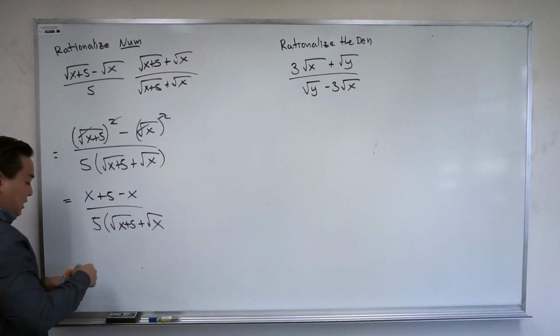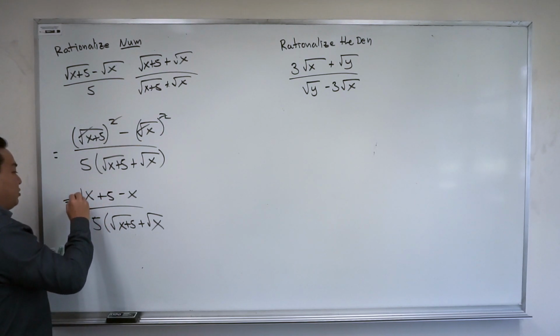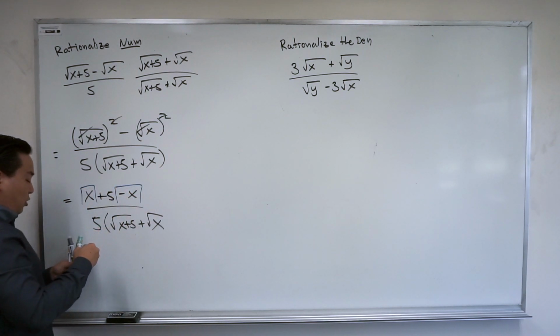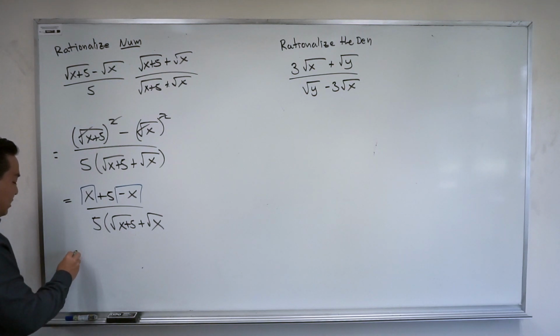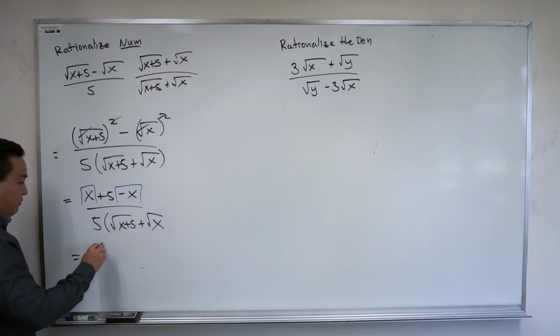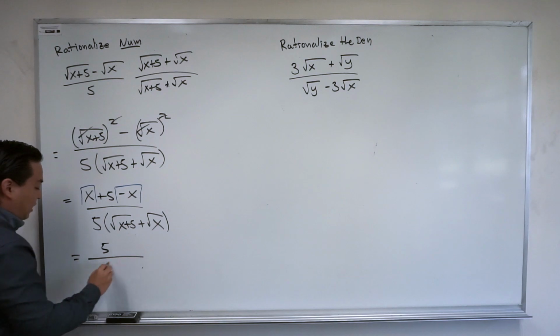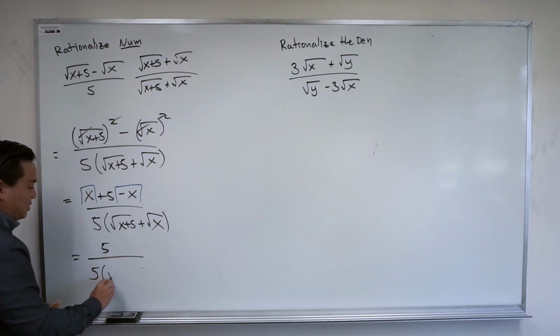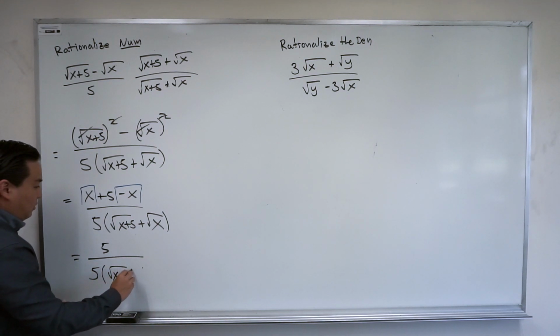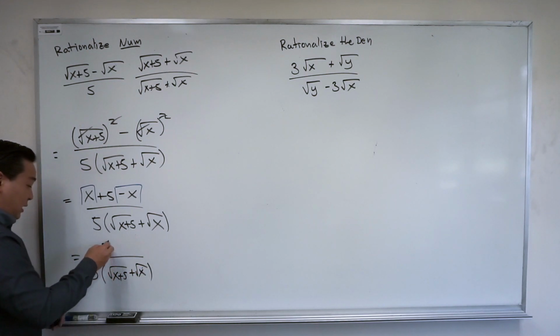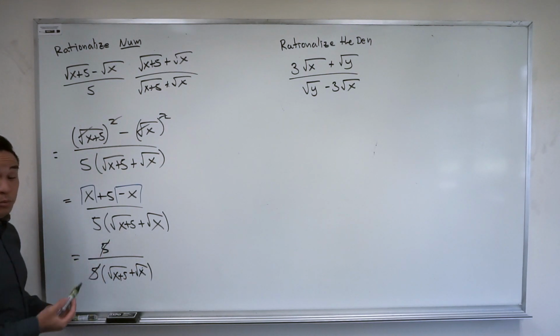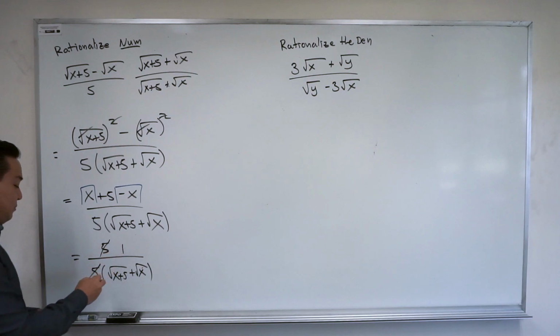And then these over here, the x's, they also cancel. So all you're left with in the final answer is just 5 divided by 5 times square root of x plus 5 plus square root of x. And then if you want, those 5s cancel as well, and you're going to be left with a 1 on the top.